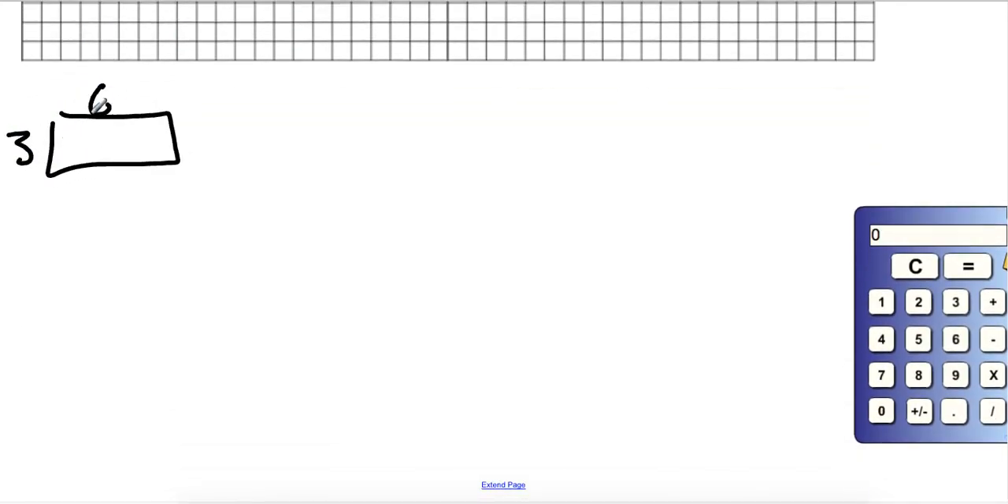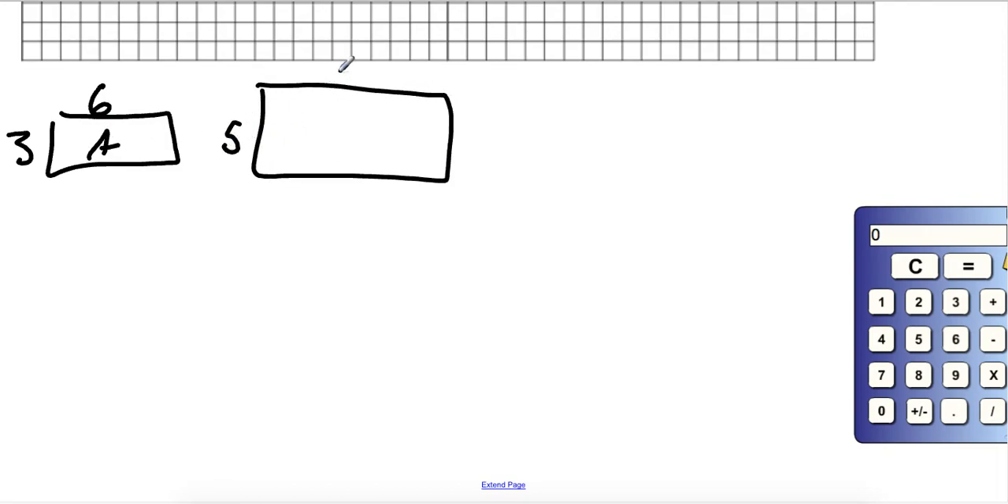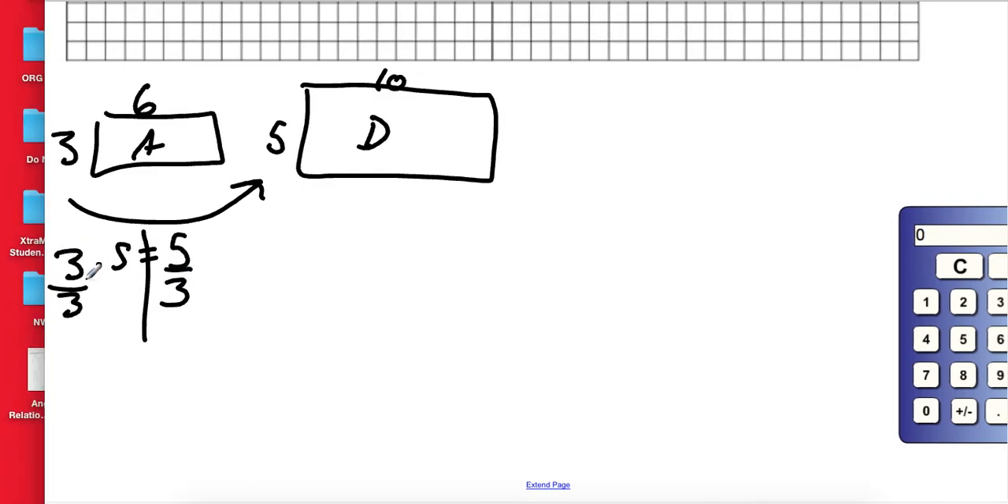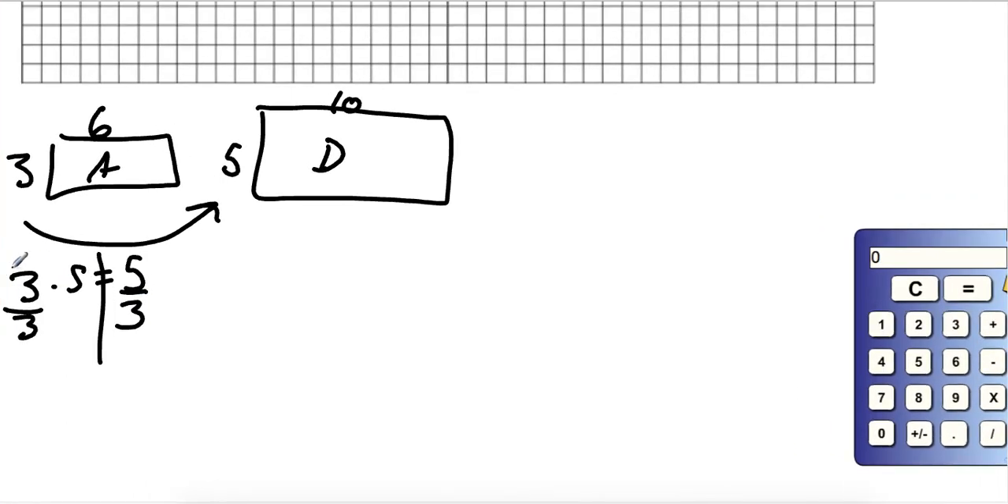So 3 units by 6 units is A, and for letter D, that's 5 units by 10 units. I'll check for similarity going the large way. So 3 times a number S is equal to 5. I'll solve for S, and I'll get 5/3. So S is equal to 5/3. Or I can also check on my calculator. 5 divided by 3 equals 1.6 repeating.